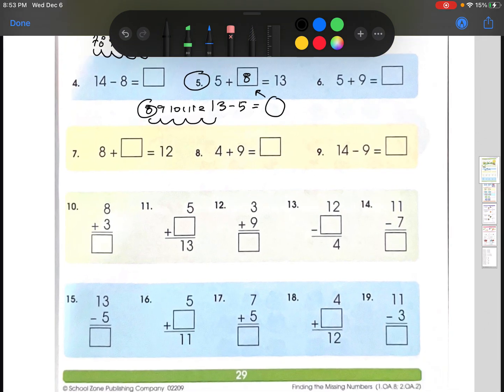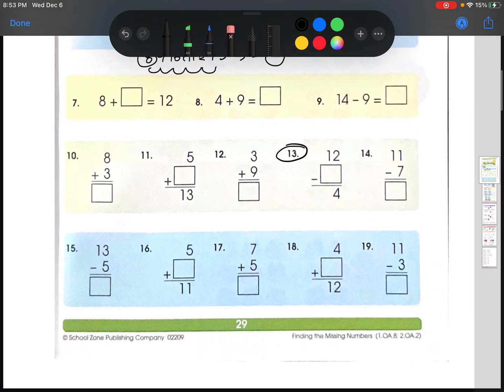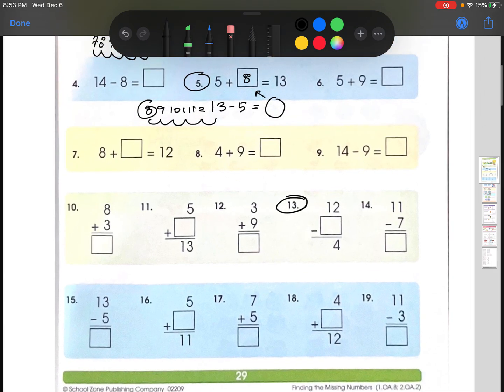Let's do a subtraction one, number 13. So 12 minus missing number is equal to 4. Again, in order to find this, we can use the opposite. So we will be doing 4 plus, sorry about that. Actually, for this one, I read the question wrong, that's my bad.